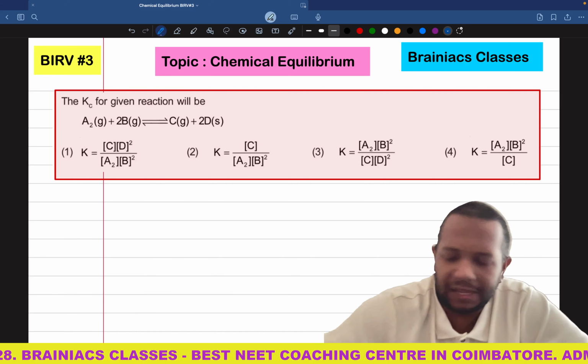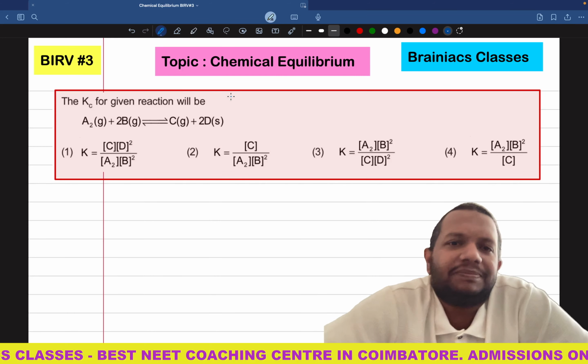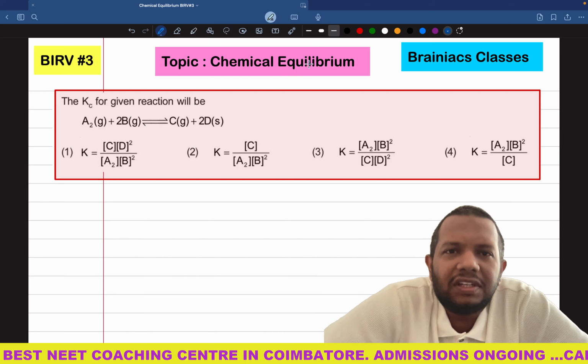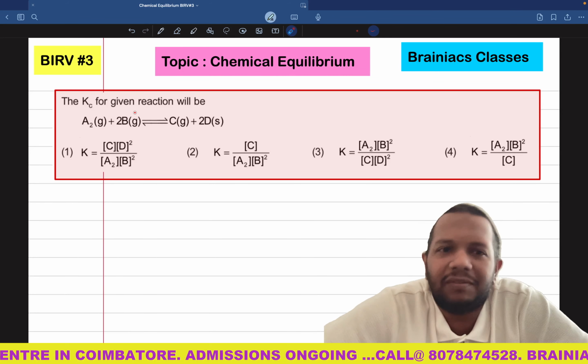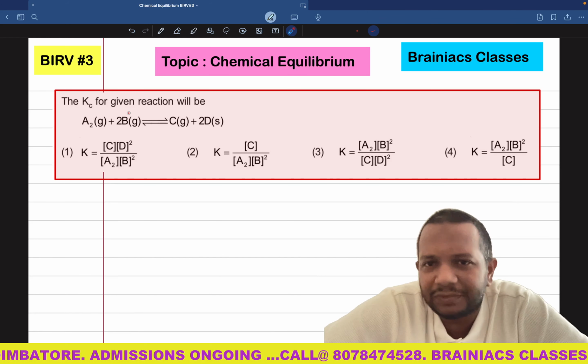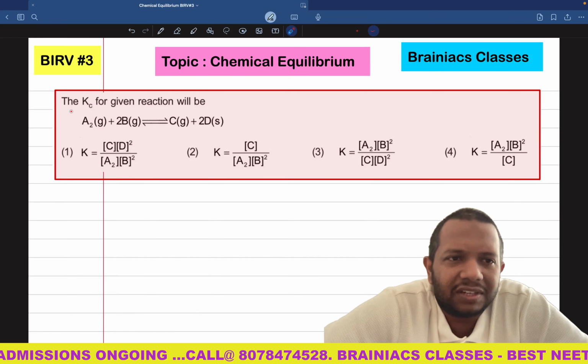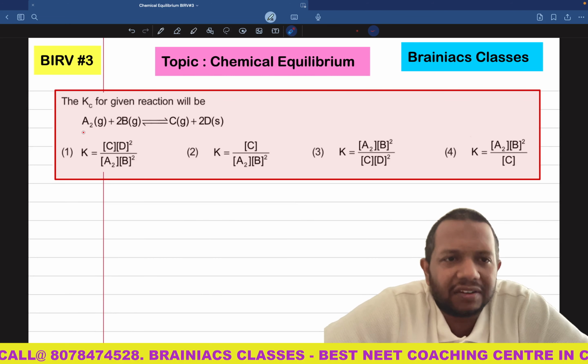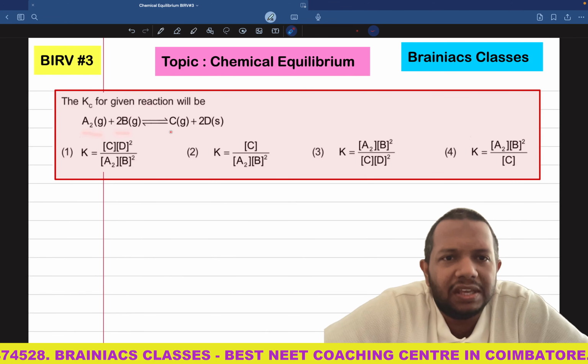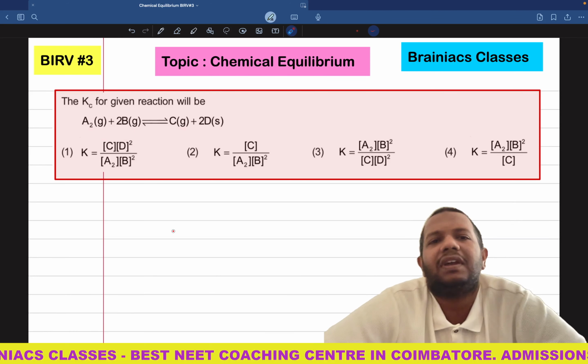Okay, so the first question. First I will read it, then we will discuss its concept, then we will start explaining how to do it, okay. The question they have asked here is the Kc for the given reaction. The reaction is A2 plus 2B gives C plus 2D, okay.